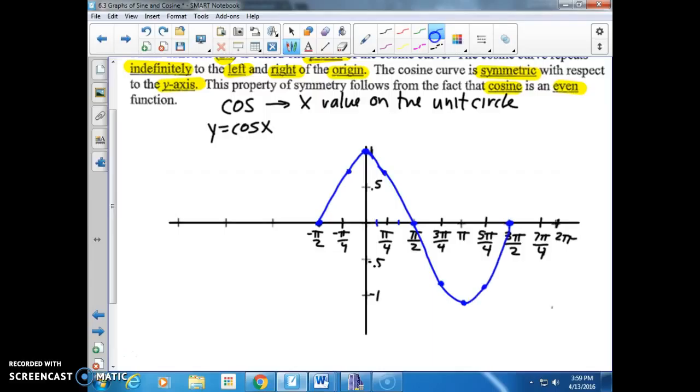it's going to continue on. That would be one period of it. I should have made this curve. Okay, so that's 2 pi right there. Okay, so that's one period. It's going to continue to kind of repeat.